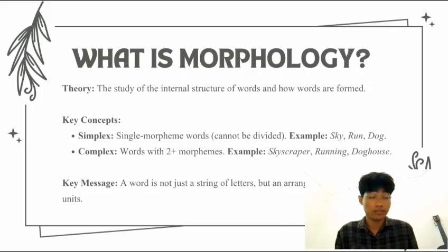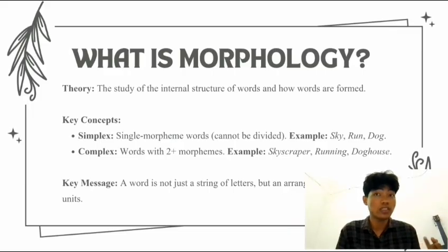So what is morphology? Morphology is the study of the internal structure of words and how words are formed. In morphology, there is a morpheme. A morpheme is the smallest unit of meaning in a language. For example, dog is one morpheme, and dogs has two morphemes because it is dog plus s. And running also has two morphemes because it is run plus ing.